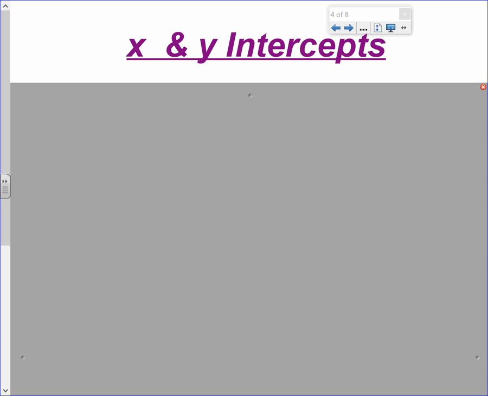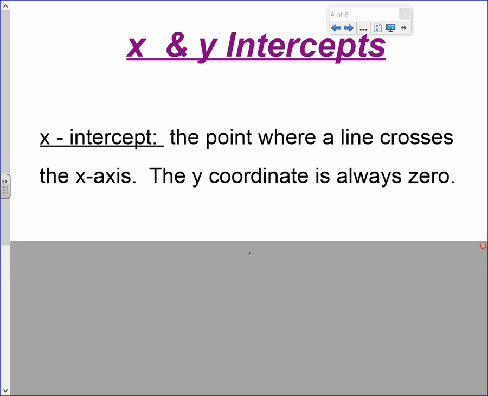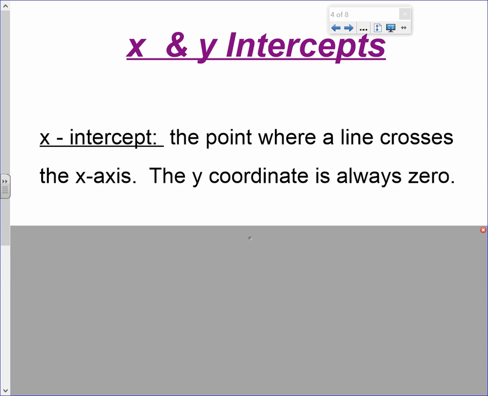All right. Let's define what an x-intercept is. I'll write the word x-intercept, and then go ahead and write the definition. The point where a line crosses the x-axis, the y-coordinate is always 0. Write that down.